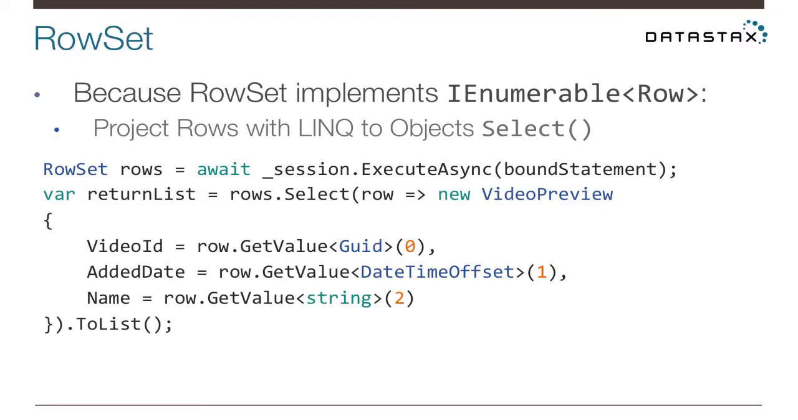Also because RowSet implements IEnumerable<Row>, we can use any of the LINQ to Objects stuff that I'm sure you've used 100 times. This is basically the exact same example as the last slide, only this time we're using a LINQ to Objects Select to project it to a new video preview DTO. You'll see the data types are the same for GetValue<T> here, but the big difference is that here we're getting by ordinal, or column position, instead of by column name. That is available to you if you want to do it.